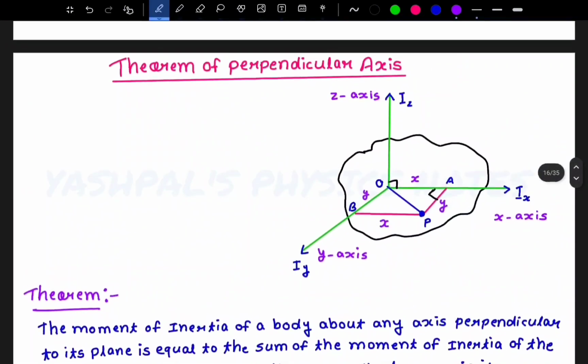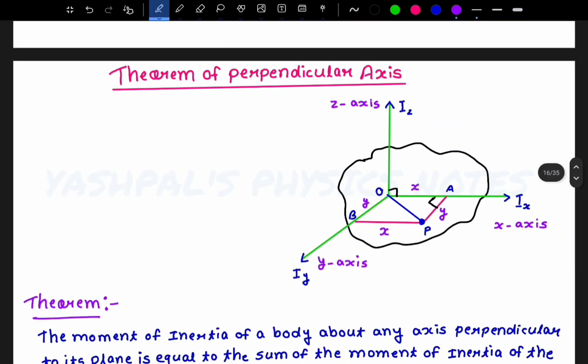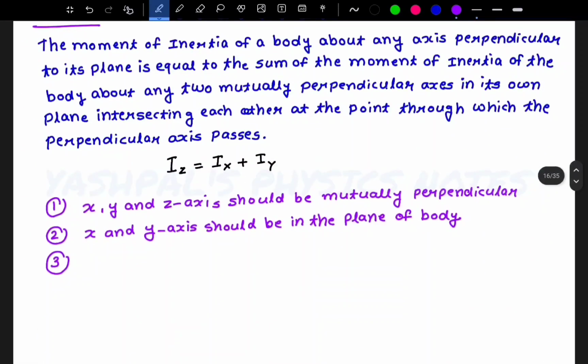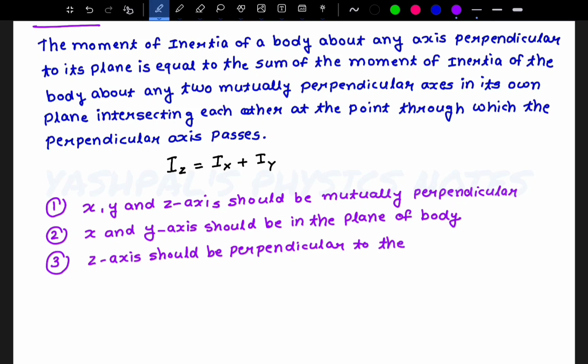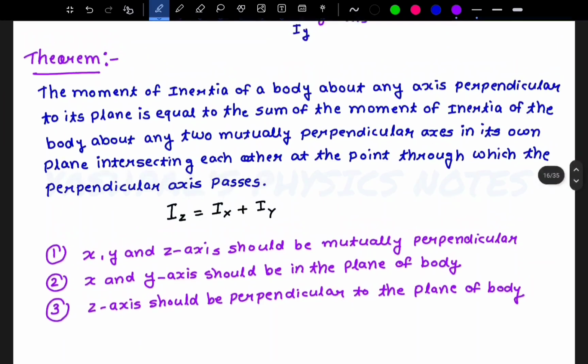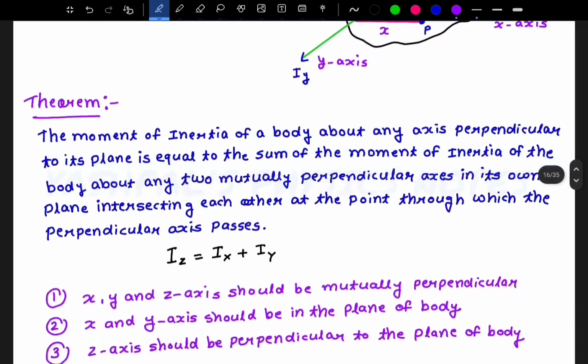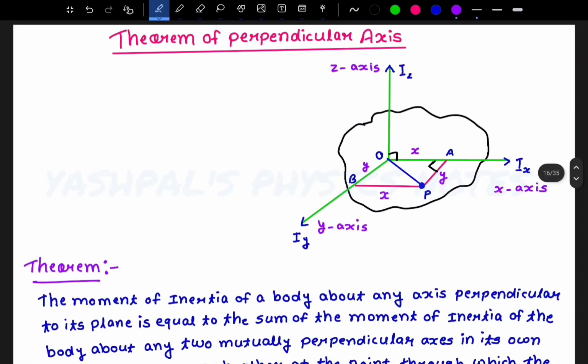So see in this figure I have shown that the z-axis is perpendicular to the plane of body. So here I am writing z-axis should be perpendicular to the plane of body. So these are the three conditions which are required before we proceed to prove this theorem of perpendicular axis.